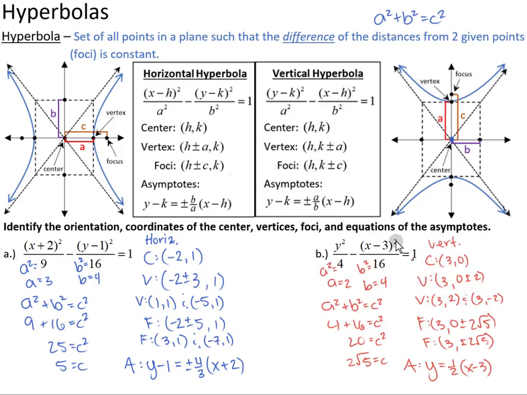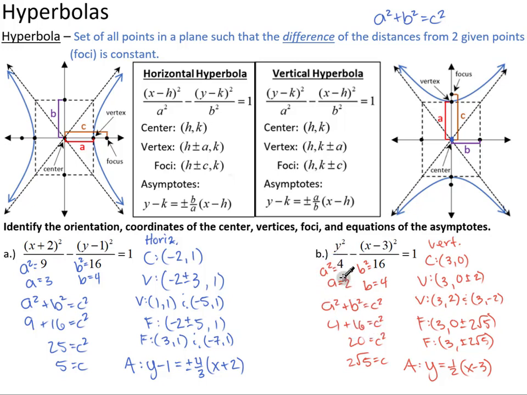All right, you should have come up with that this is vertical because y is first and our positive of the two. The center would be at 3, 0. Our vertices, we would need to go, in this case, up and down A because it's vertical.